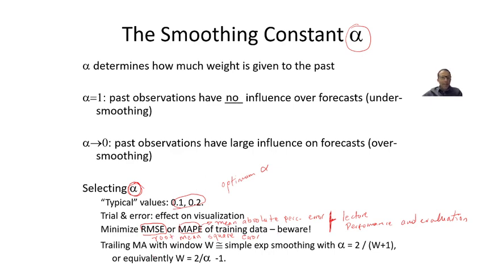So another thing is that the trailing moving average with window W equals the single exponential smoothing with alpha equal to 2 divided by the window plus 1, right? This is equal to the window equals 2 divided by alpha minus 1, right? So that is what the trailing MA does. And what I'm trying to say is that instead of running the trailing moving average, we can just run the exponential smoothing, which is equivalent.